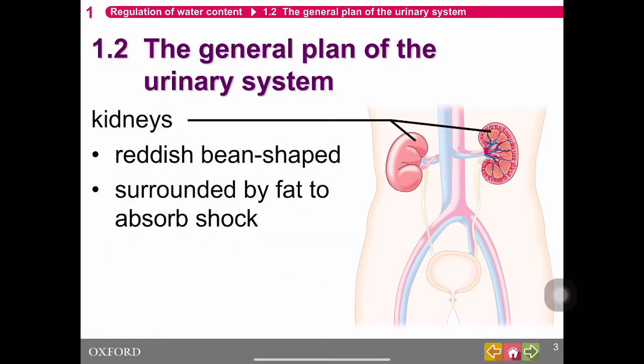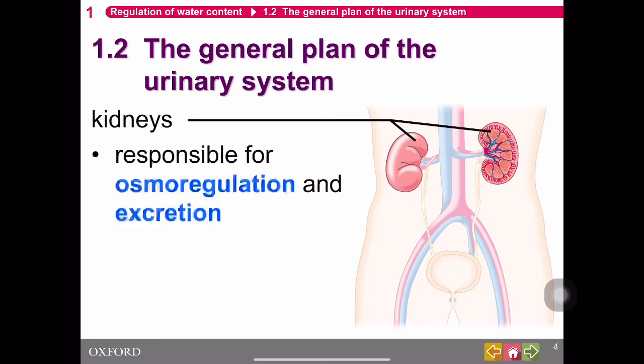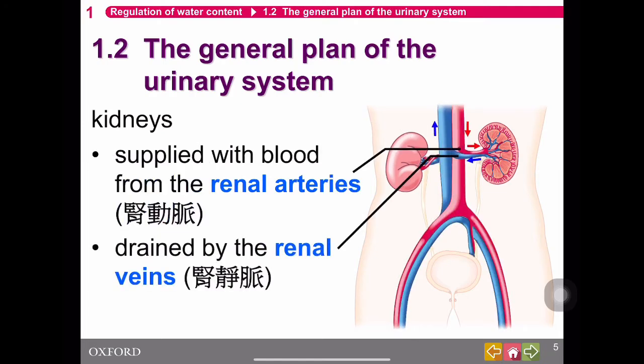The urinary system consists of a pair of kidneys which are responsible for osmoregulation and excretion. These are the two basic functions for the kidneys. Two blood vessels are connected to the kidneys. Renal arteries carry blood to the kidney, and renal veins carry blood away from the kidneys.